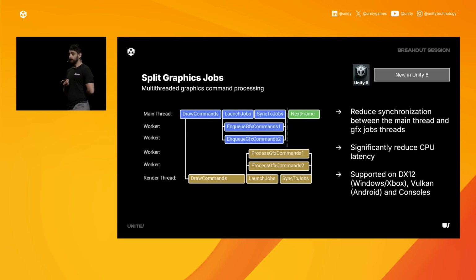On modern graphics APIs like DX12 and Vulkan, we can record our command buffers, or graphics commands, over multiple threads and submit them to the GPU much faster. And with Unity, we support this via the graphics jobs mode, the system. And we introduced a new split jobs threading mode to improve performance by reducing the synchronization between the main thread and the graphics job threads. And this is supported now on DX12, Vulkan, and compatible console graphics APIs, with more platforms to come.